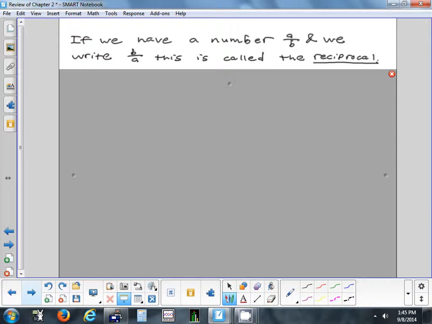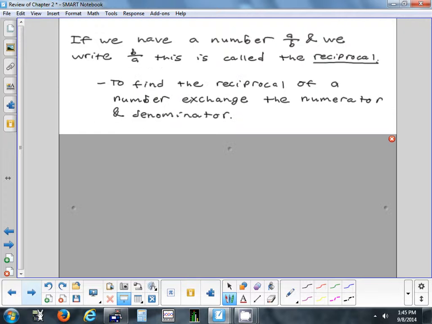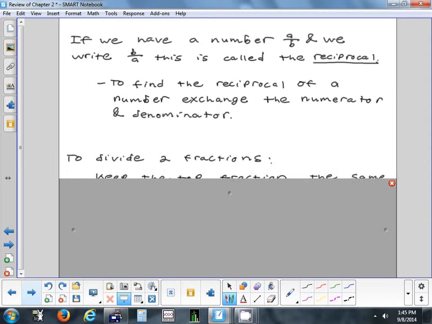3 over 2. That's the reciprocal. So to find the reciprocal, just switch what's in the top and bottom. Flip it. Okay, that's it. And where that comes in handy is when you have to divide.